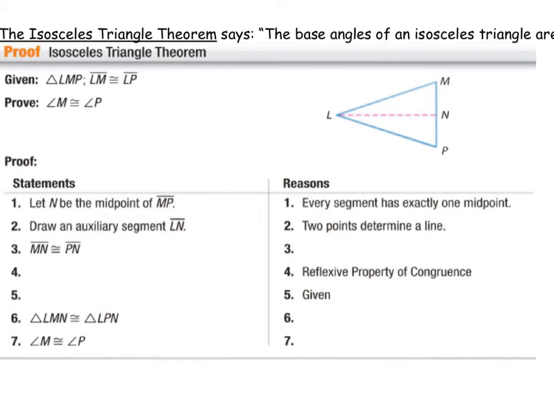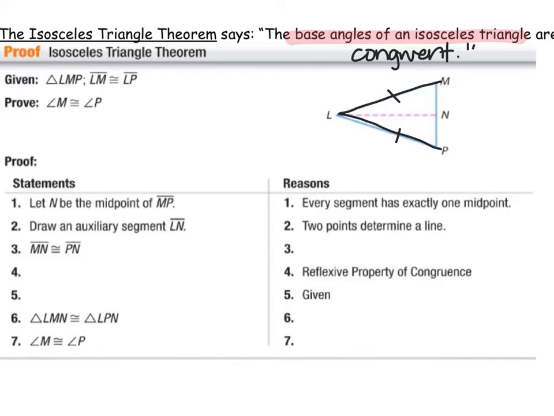So the first theorem that we would like to prove about isosceles triangles is called the isosceles triangle theorem, and it says the base angles of an isosceles triangle are congruent. In other words, if I know that a triangle is isosceles, in other words, I know that it has two congruent sides, I can prove that the base angles, the angles attached to the other side, must be congruent.